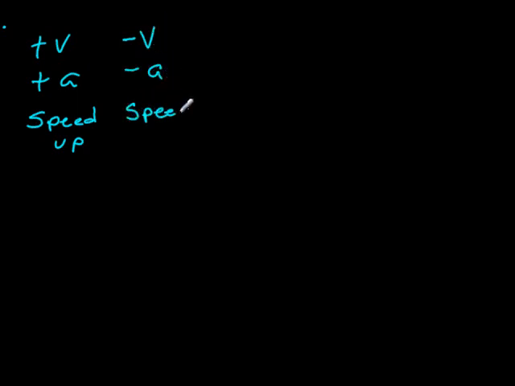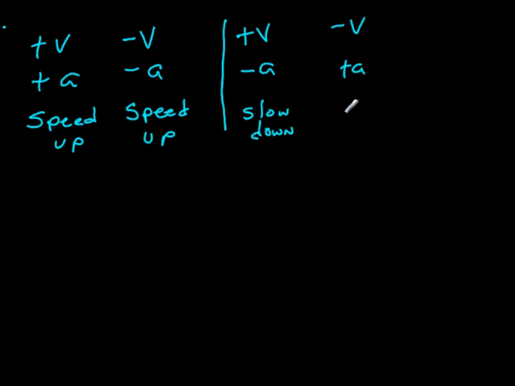So in this video, we're going to cover how to draw force diagrams for objects that accelerate. But we need to remember that in situations of acceleration, if we have a positive velocity and a positive acceleration, that object is going to speed up. And if we have a negative velocity and a negative acceleration, that object is going to speed up. On the other hand, if we have a positive velocity and a negative acceleration, that object is going to slow down. And if we have a negative velocity and a positive acceleration, that object will also slow down.